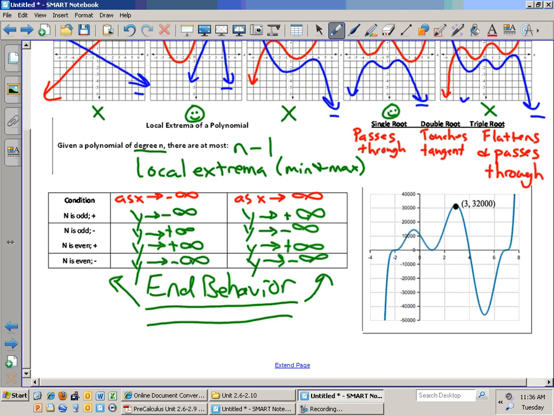So if you look at this graph below here, let's look at this really quick. This one right here is a single root. This one right here is a double root. See how it touches tangent, bounces off? That's what a double root looks like. This is a triple root, where it flattens out and passes through. That's what we have to be able to model when we draw our functions. It's that type of behavior that we want to be able to model. So that kind of shows you an example.